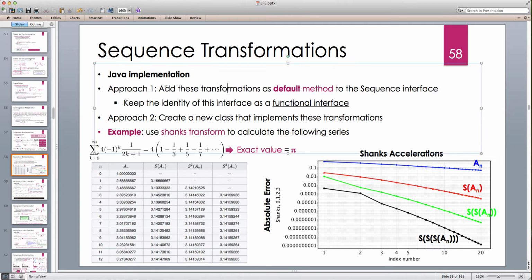And we said that because we defined the sequence as a functional interface in Java, it means that it can only have one public abstract method, so the rest of the methods should either be static or default. So we added all these transforms as default methods which return new sequences, new sequence objects.